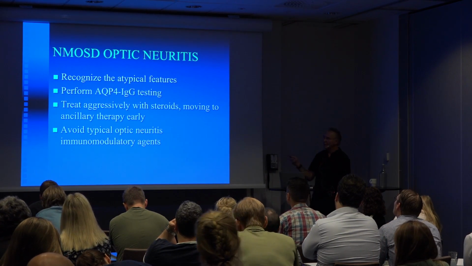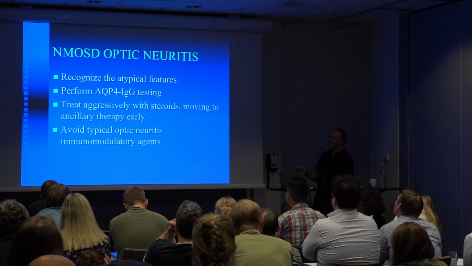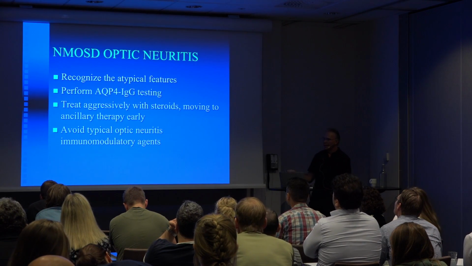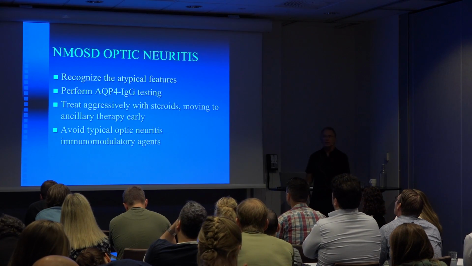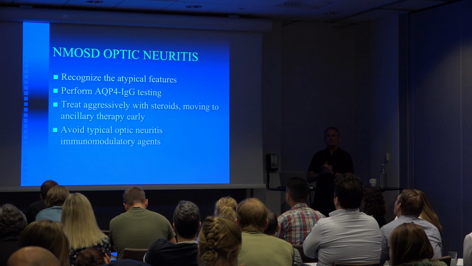So for NMO, recognize the atypical parts of it, perform the antibody testing, treat aggressively right away, and avoid the things that are going to cause you problems. So I'll stop there for optic neuritis.